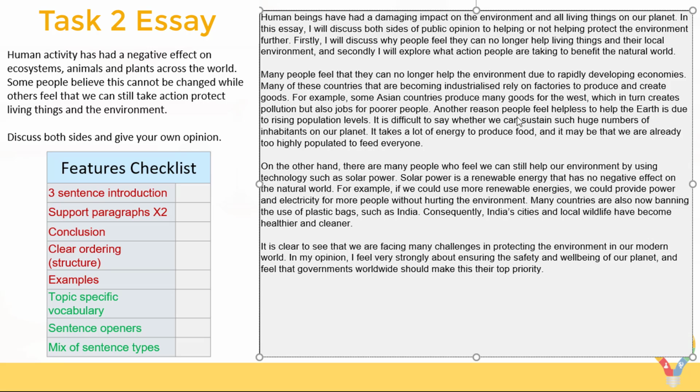Another reason people feel helpless to help the Earth is due to rising population levels. And here's a support sentence. It is difficult to say whether we can sustain such huge numbers of inhabitants on our planet. It takes a lot of energy to produce food, and it may be that we are already too highly populated to feed everyone. And here's my second body paragraph discussing the feeling that we can help the earth.